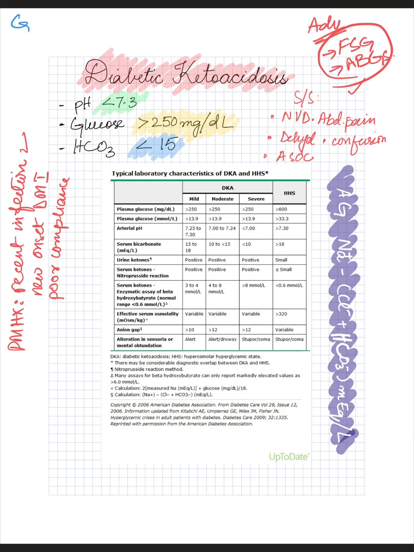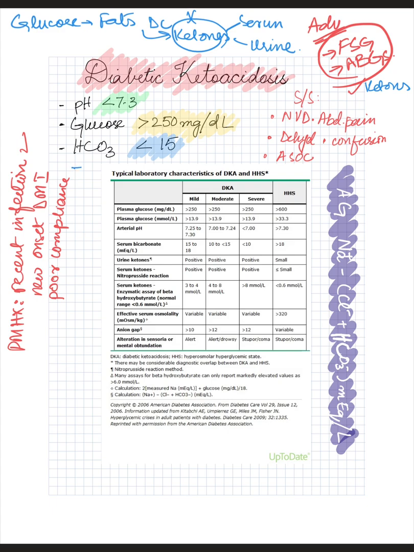As the metabolism shifts from glucose to fats, the body starts producing ketones that appear in serum and later in urine. Although they are ordered as part of the initial investigations, they are not a part of diagnostic criteria and hence are not written over here.